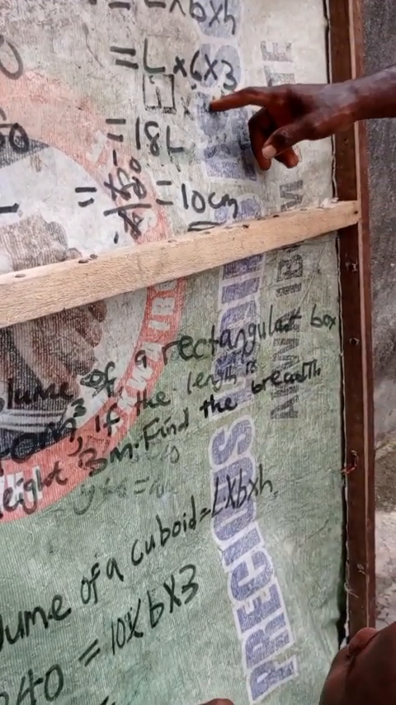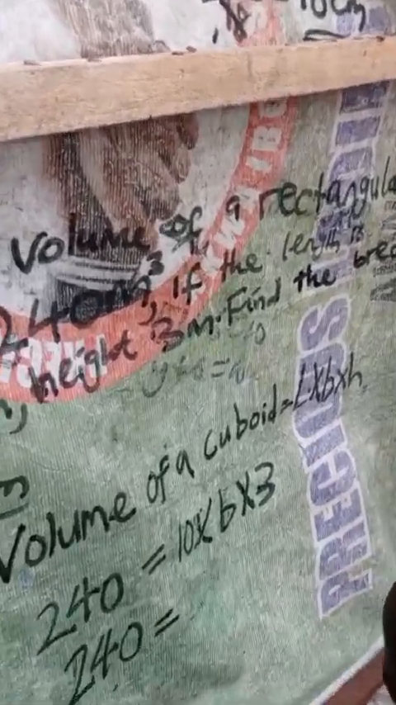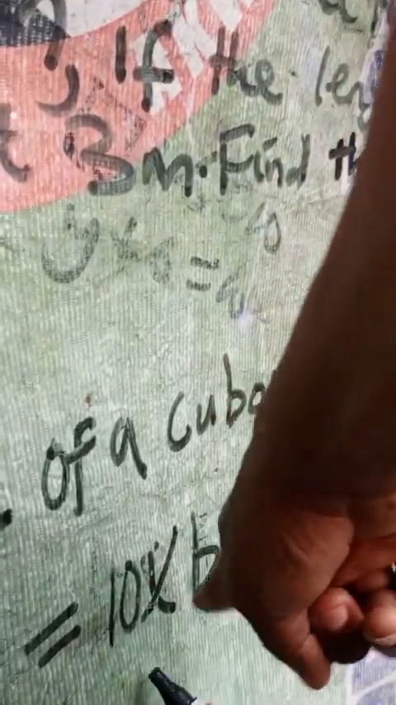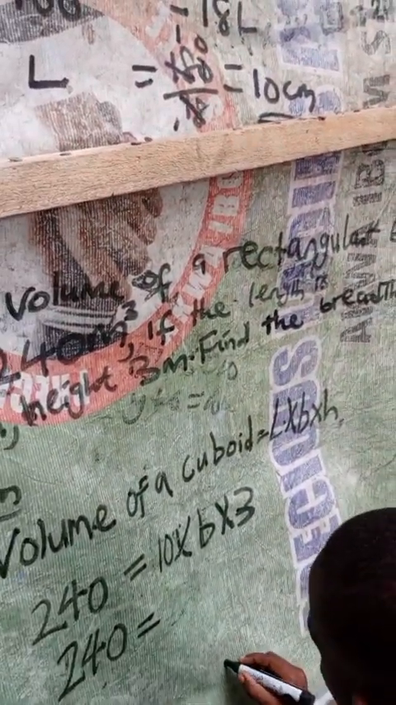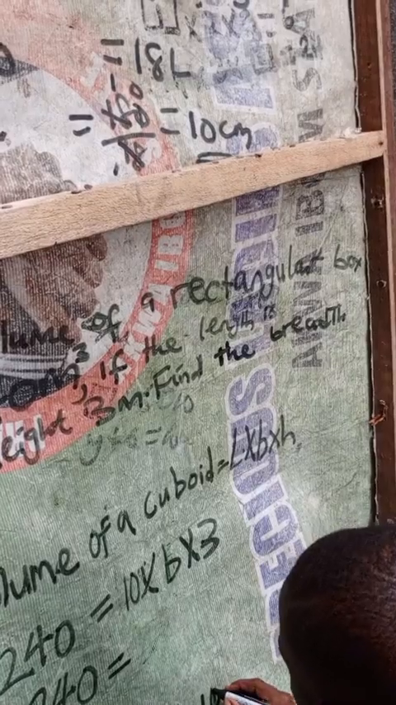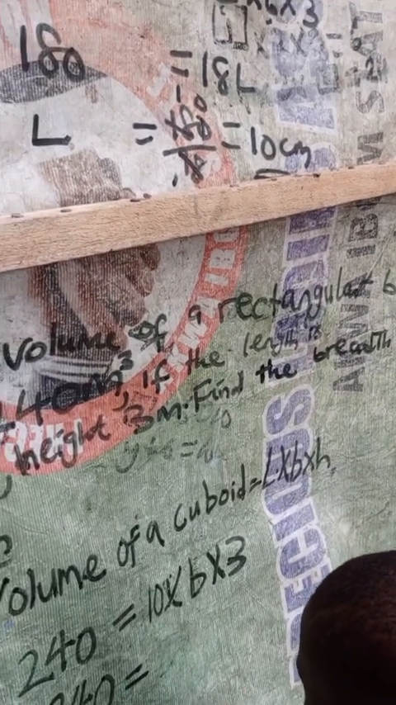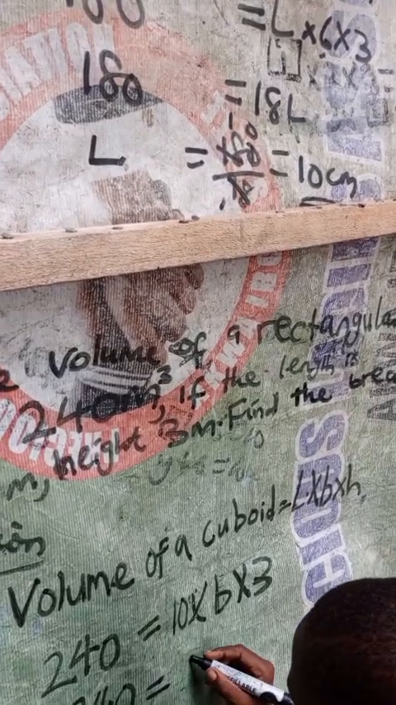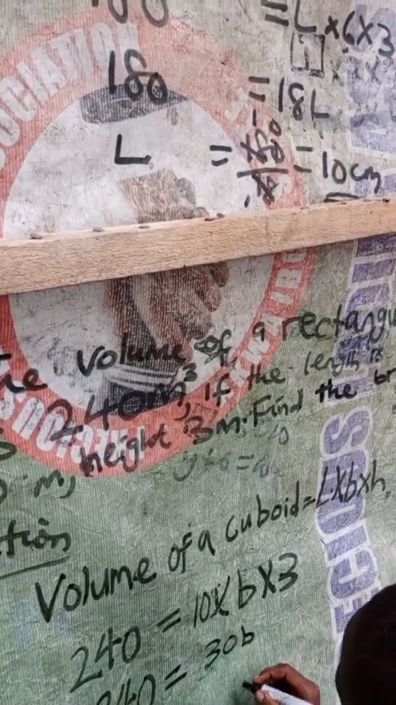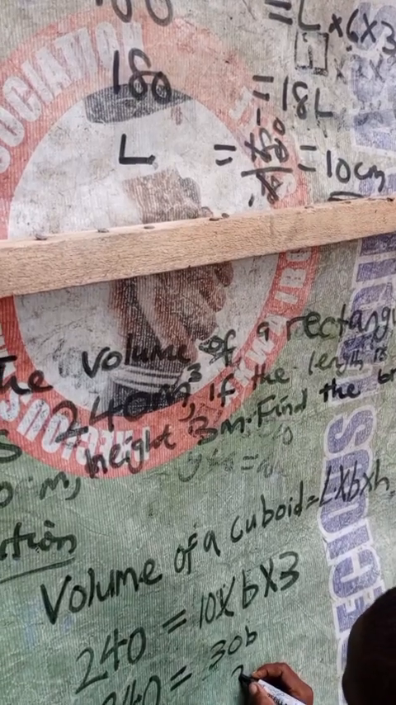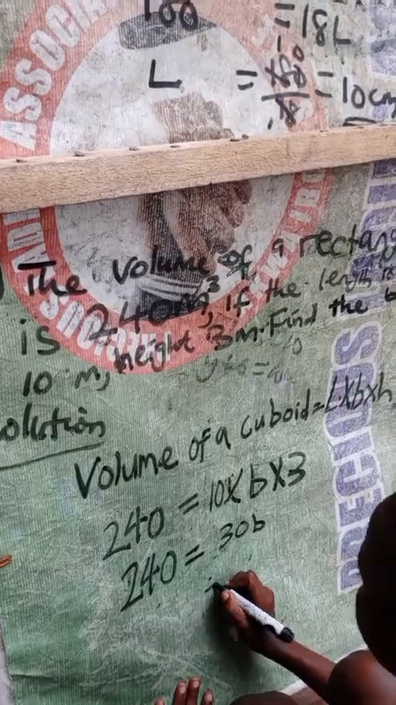Finish this one first. Look here, get this one first. Write the 30b right there. Say 30b. Next line. You understand that, please? Next line.